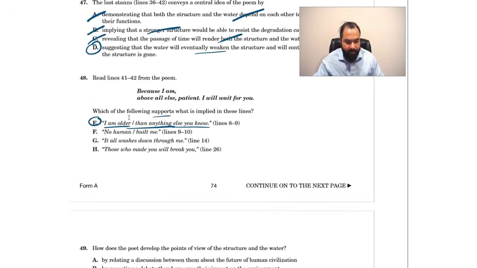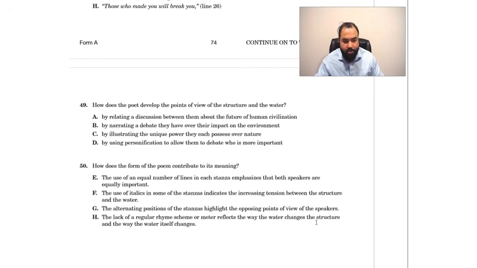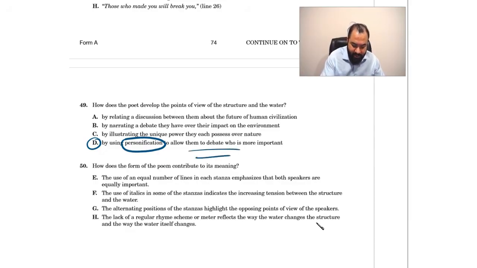So that is what supports it, similar. 49 says: How does the poet develop the points of view of the structure and the water? By relating, well, it's actually personification, as I can see this word. So D, definitely by using personification. You guys know what personification means, right? Using non-living things to allow the debate in this poem.